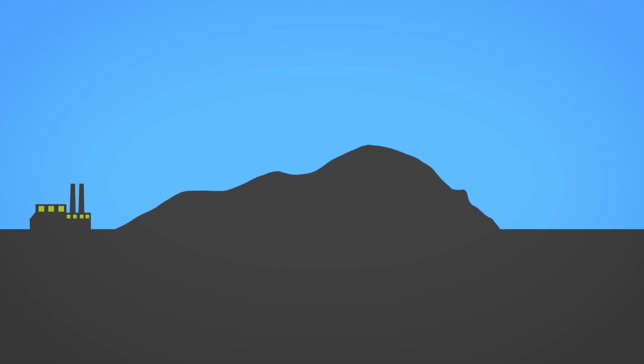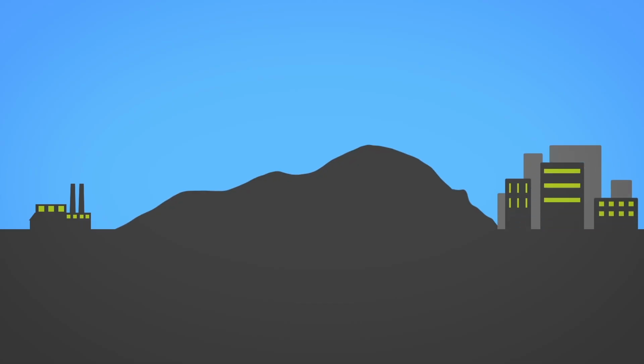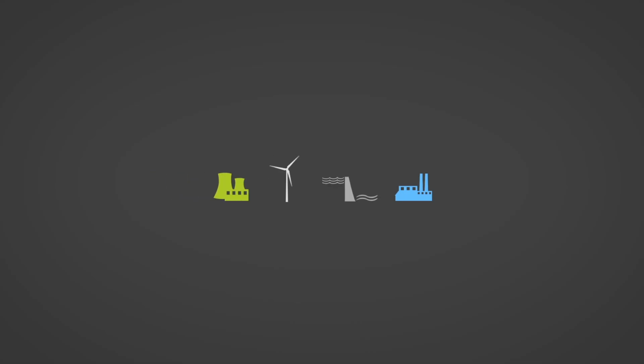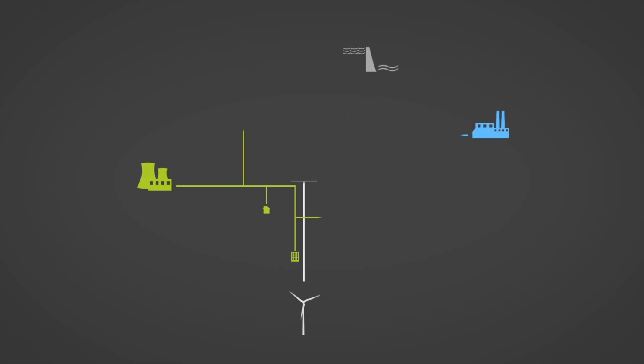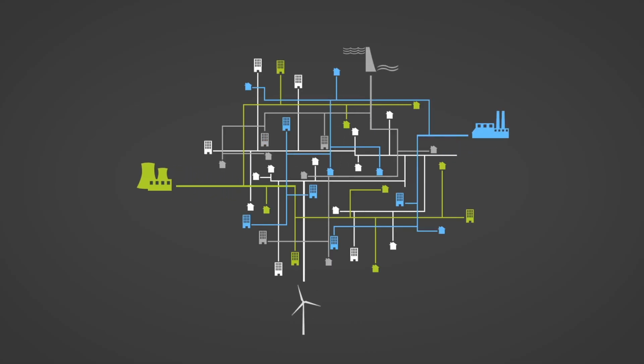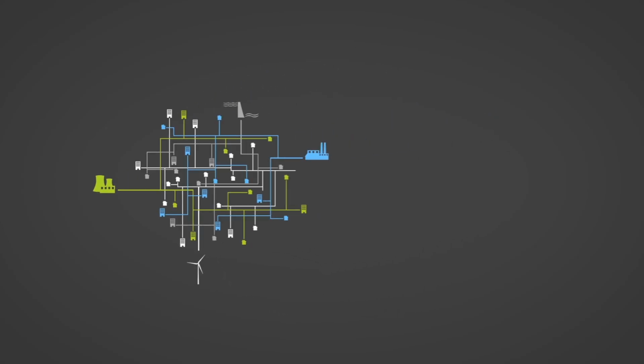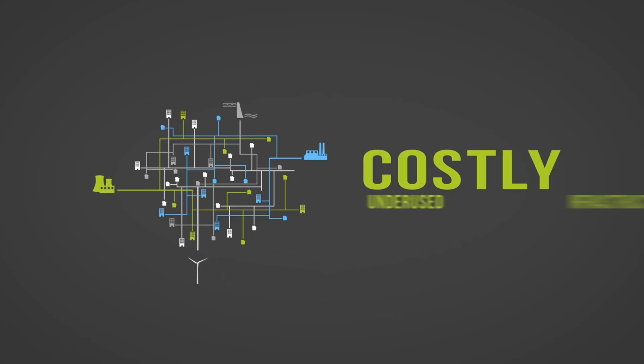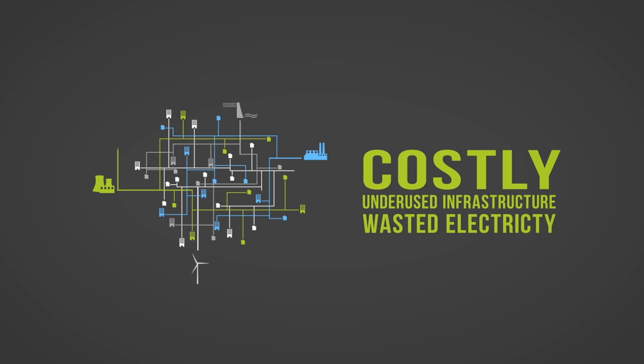The grid was created to solve the problem of geographic separation between electricity production and consumption. Electricity is often produced far from where it is used, so infrastructure needs to be built to connect the two. Prior to the invention of the modern grid, electricity producers each developed their own distribution systems for delivering electricity to customers. This system was costly and often led to underused infrastructure and wasted electricity.